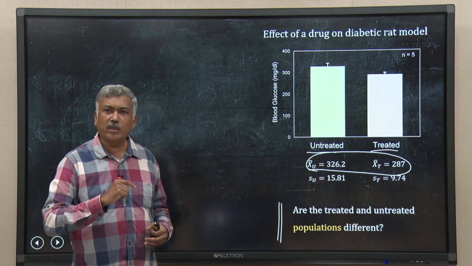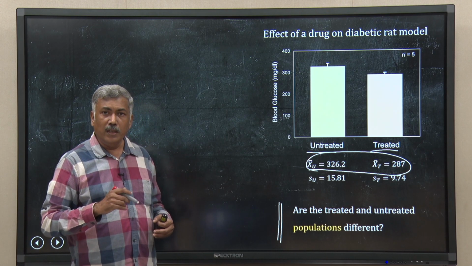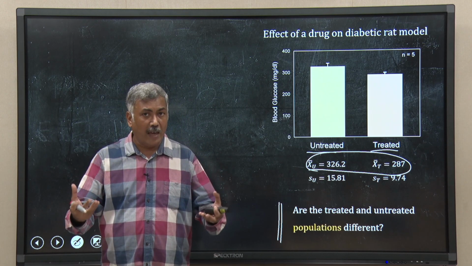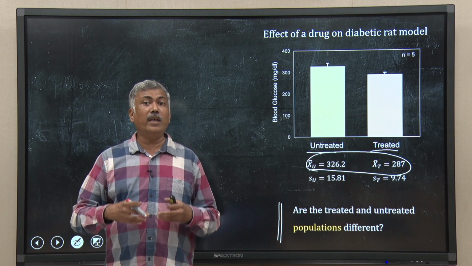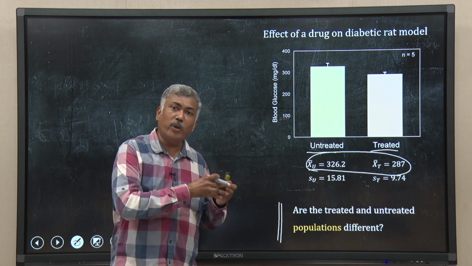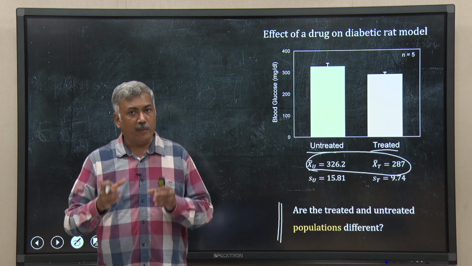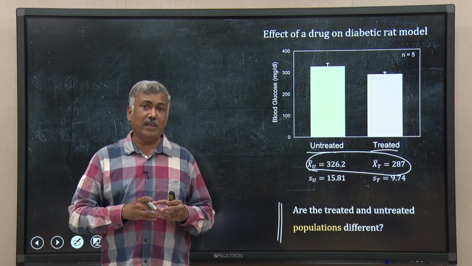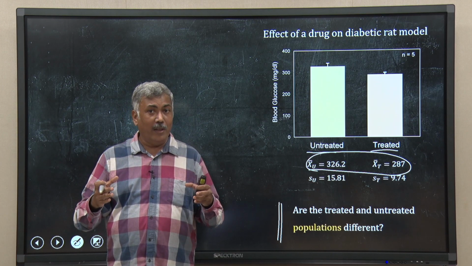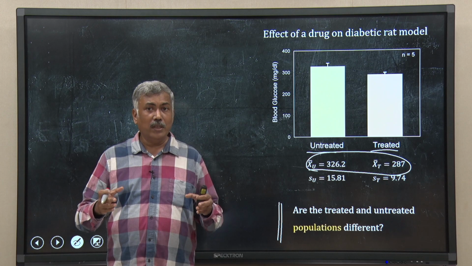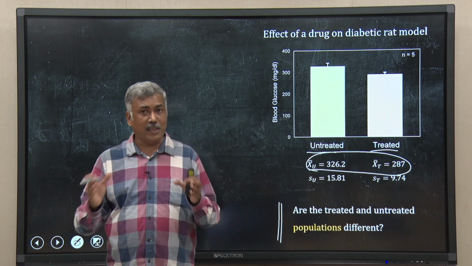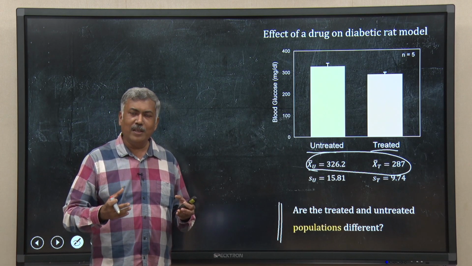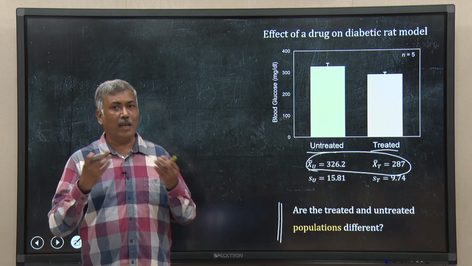The difference I have seen in this experiment is 39.2. What is the probability that the new difference coming from new samples that I have sampled again will be greater than or equal to that 39.2? We want to calculate that probability. If that probability is very high, then my assumption that at population level the distribution of blood glucose in both treated and untreated groups are the same will hold. If that probability becomes very small, then I will reject that hypothesis, that assumption.